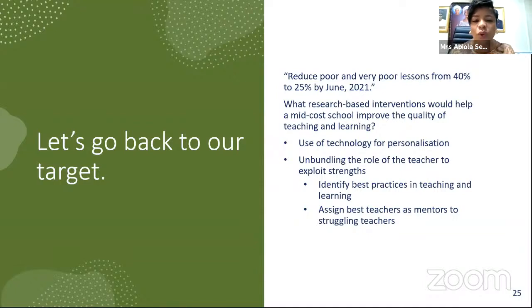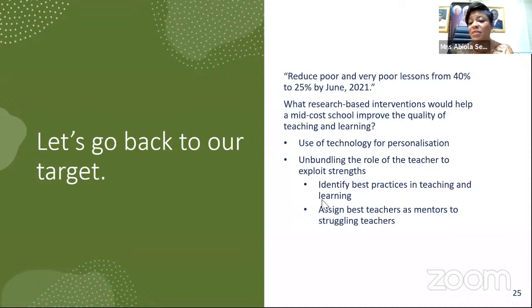A mid-cost school wants to improve the quality of teaching and learning. So one could be the use of technology for personalization. So how can we leverage technology to get to more in less time? How can we unbundle the role of the teacher and figure out the different strengths that our teachers have, and how can we use them? How can we build on top of them?